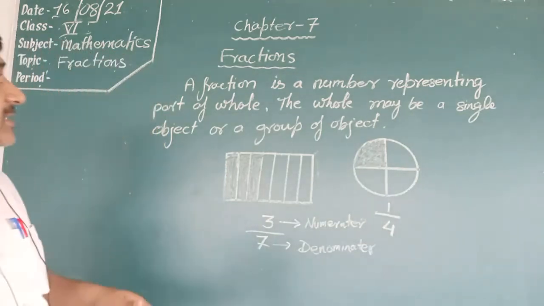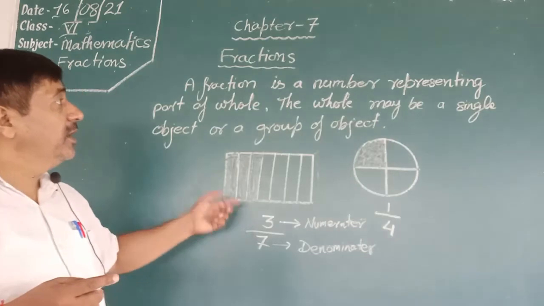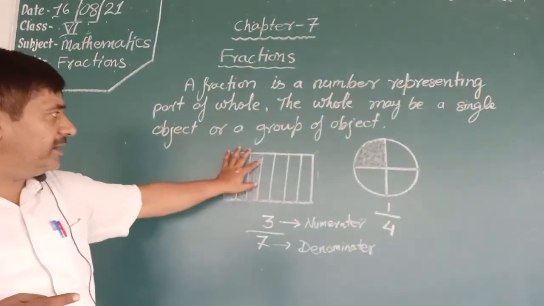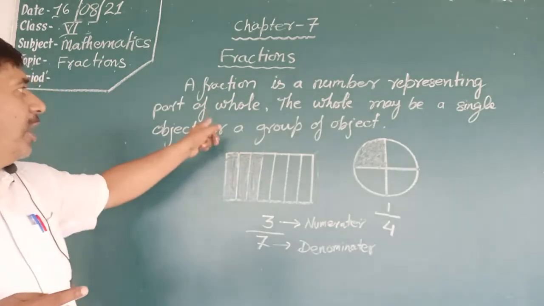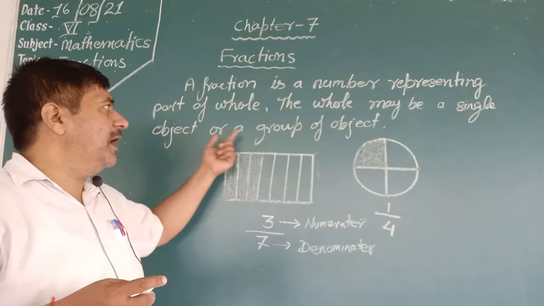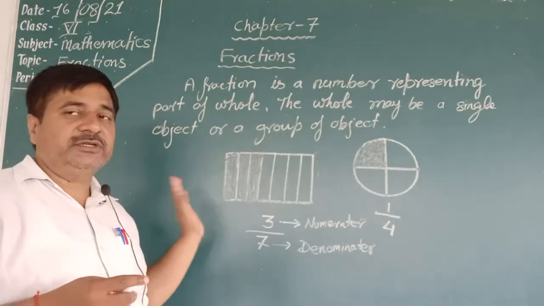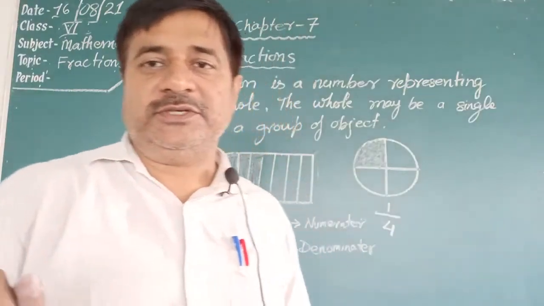And a fraction is a number representing a part. It represents only a part of a whole, and the whole may be a single object or a group of objects.